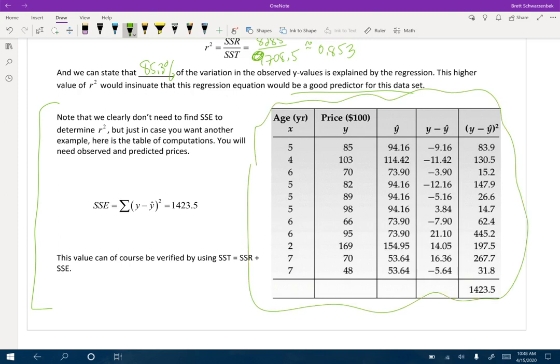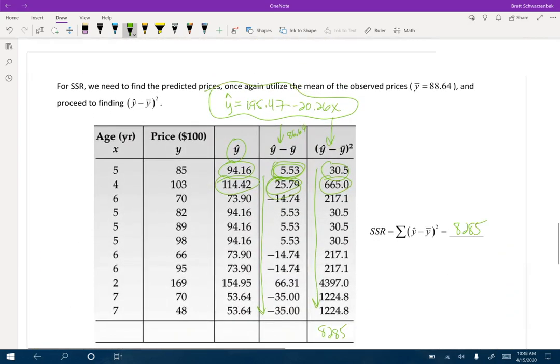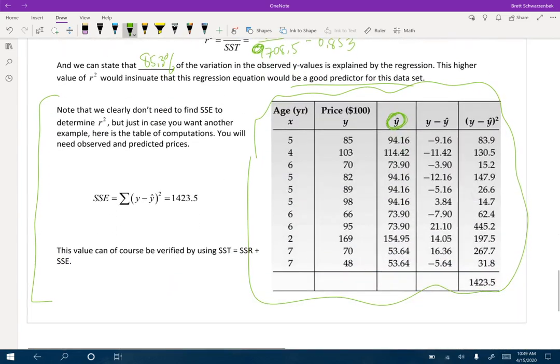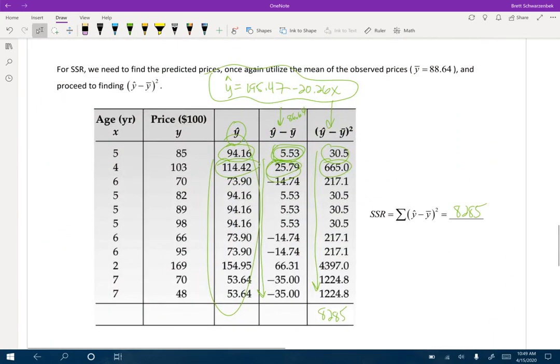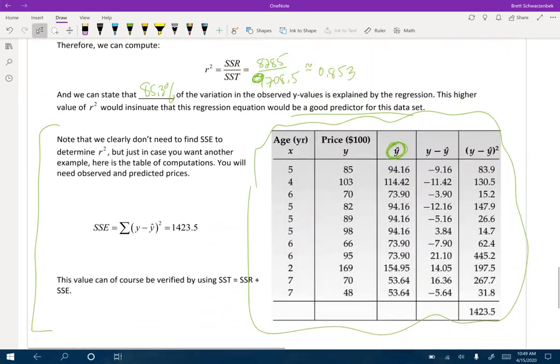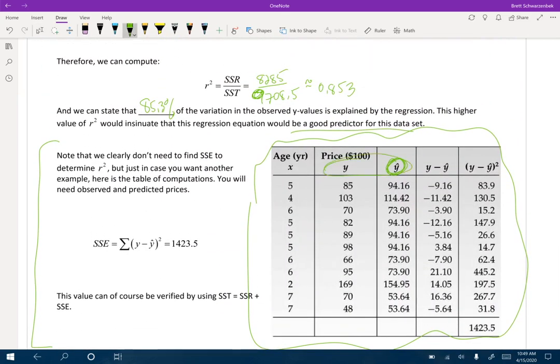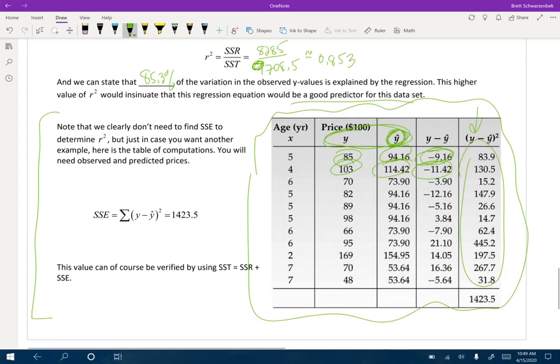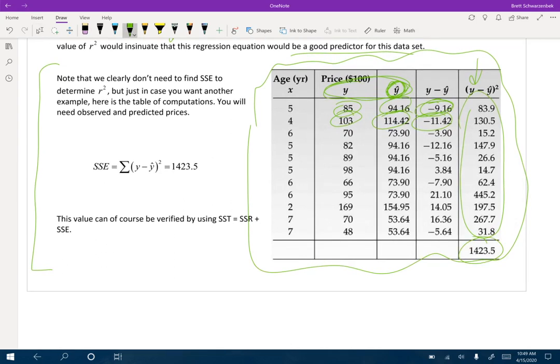Just remember a y hat comes from the regression line, so it's the same numbers that are here. Instead of subtracting y hat minus y bar, we're doing something much easier. We're literally just taking these two columns and subtracting them. So 85 minus 94.16 is negative 9.16. 103 minus 114.42 is negative 11.42. Then this column squares all those values. So negative 9.16 squared is 83.9. And then the sum of them will be 1,423.5, which is your SSE.